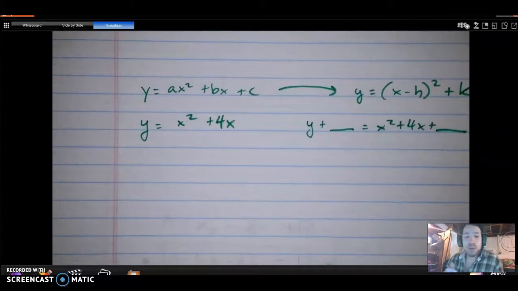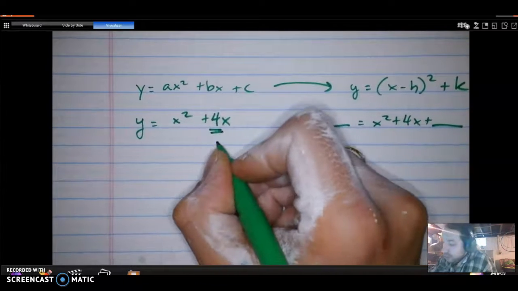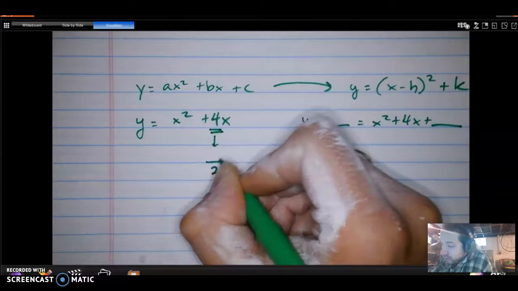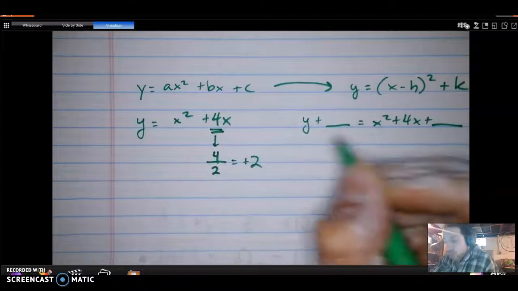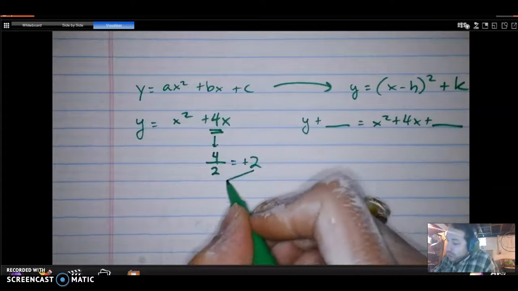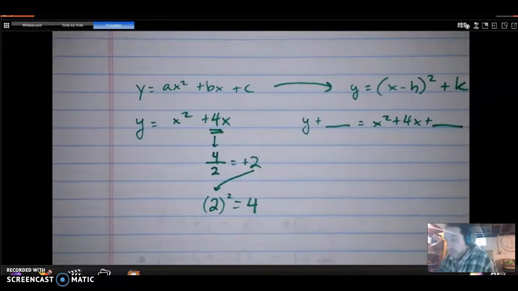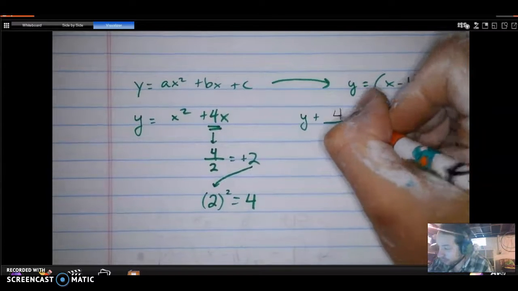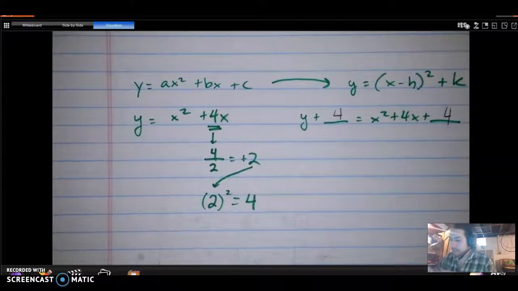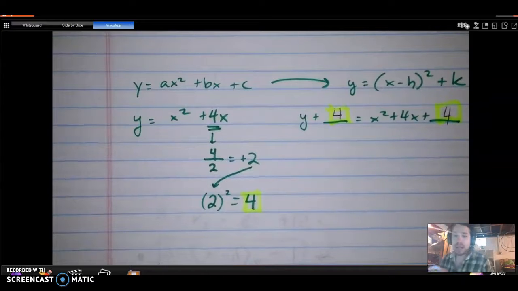And the way we figure out what we add is we take our b value. Here's our b. Our b value is 4. And we're going to divide this by 2, and it's always divided by 2, which is positive 2. Then remember, we take that positive 2 and then we square it, which gives us, well, 4 again. So it looks like we are going to be adding 4 to both sides, right? This is how we find the number we add to both sides.